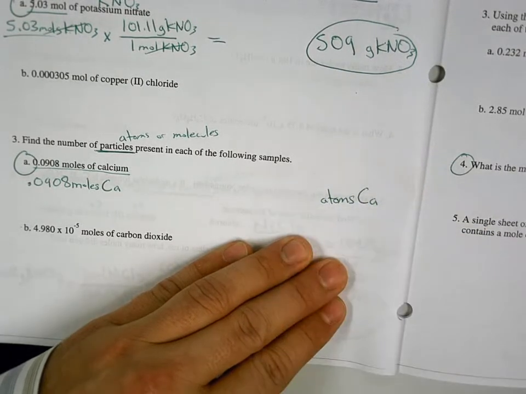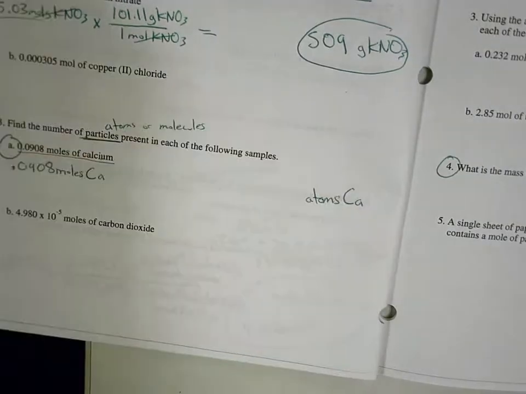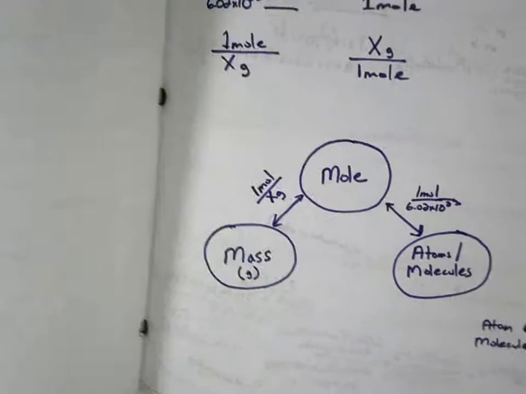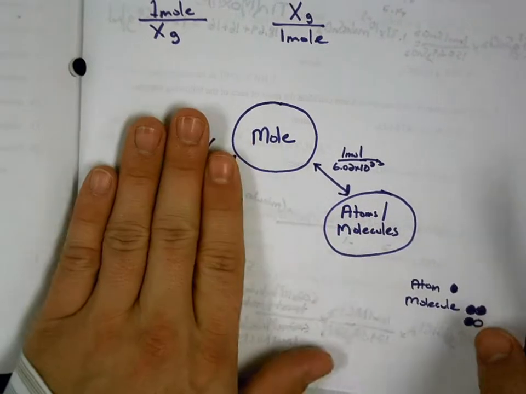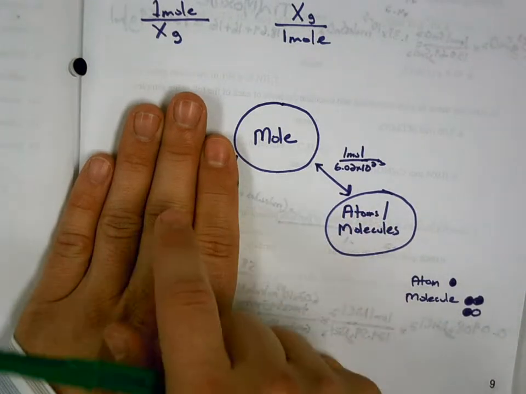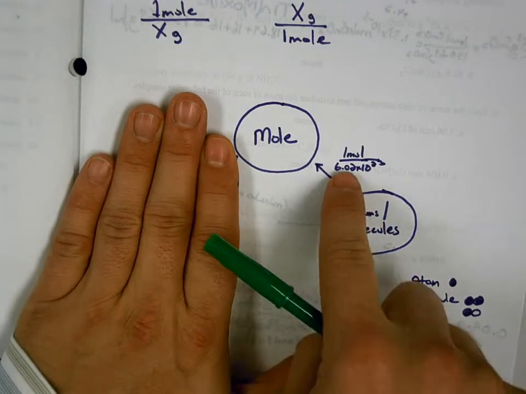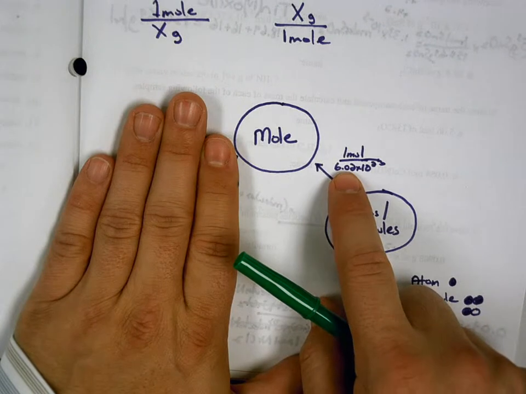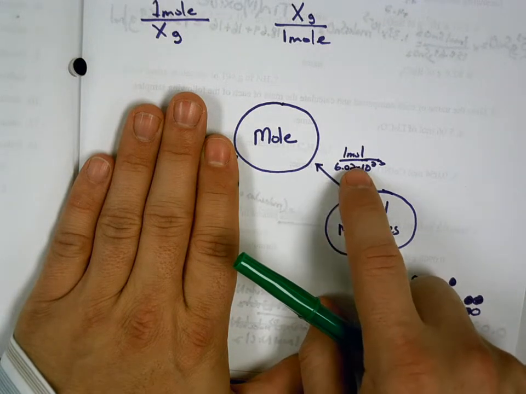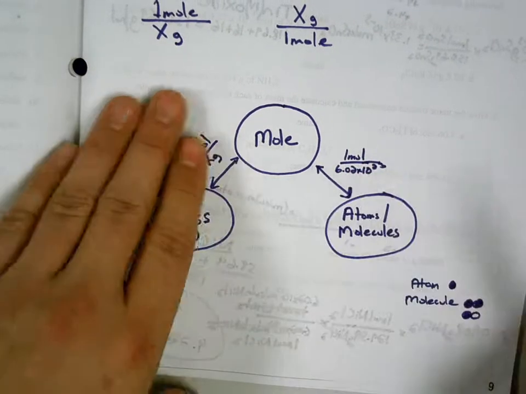Now if we're going from moles to atoms, let's look at Mole Island. Moles to atoms, again it's only one step. This time we don't need to look at the periodic table, we just need to use Avogadro's number. 6.02 times 10 to the 23rd of anything in 1 mole.